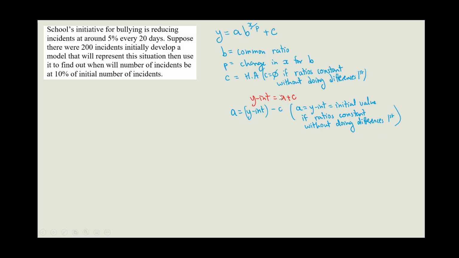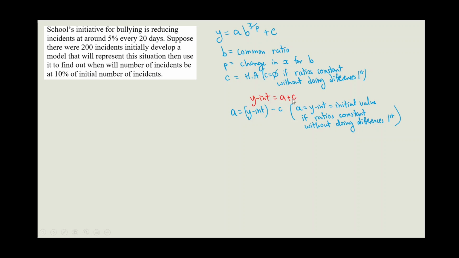How come? Because if you plug in 0, y-intercept is always when you put x as 0. So put 0 over here. You'll have b to the 0. b to 0 will be just 1. So you'll have a times 1 plus c, which is just a plus c.